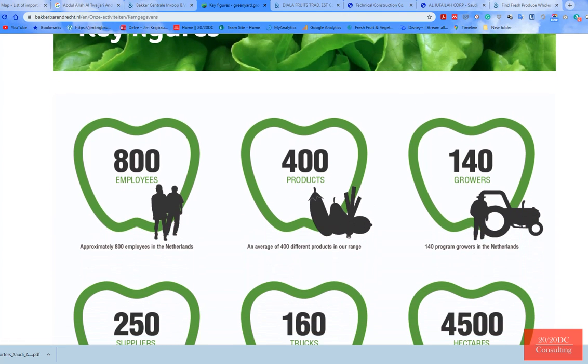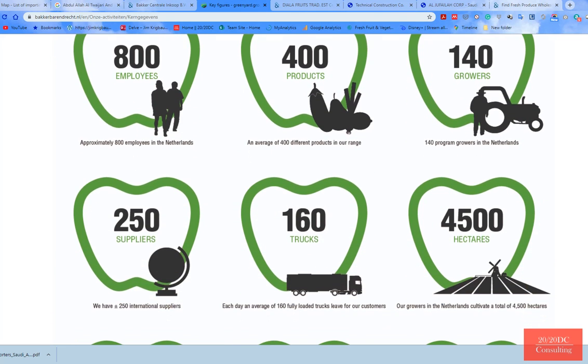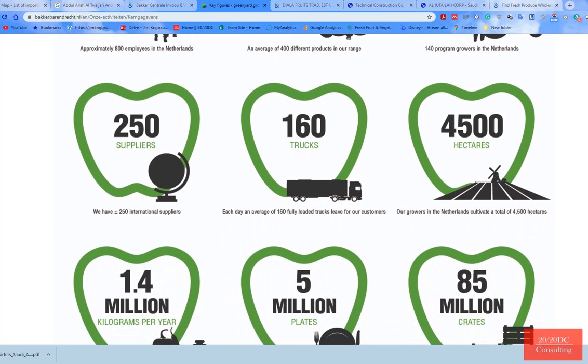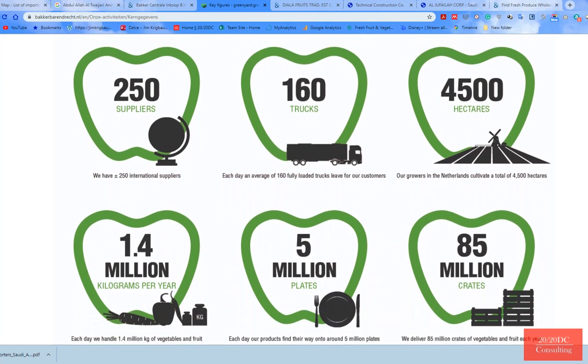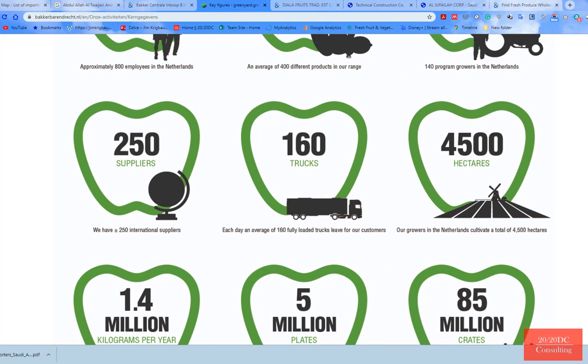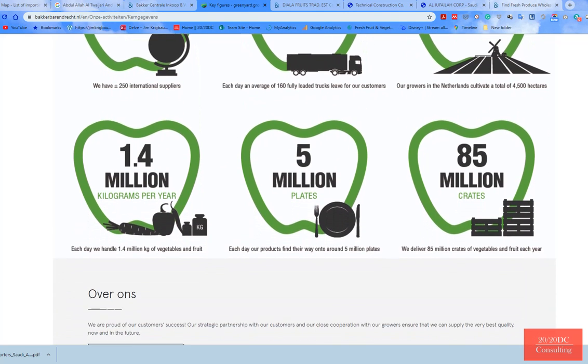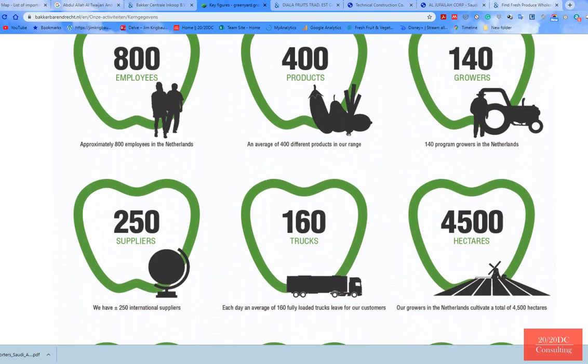This company, for example, you can see they have 400 products average in their range. They are a grower in the Netherlands. Doesn't mean that they don't import, doesn't mean that they do, but a lot of times a grower will also have their own trading company. And for example, in the Netherlands, when their onion crop is low, they will need to import to meet their customers' demands. So it's good to have a relationship and a dialogue with these companies.